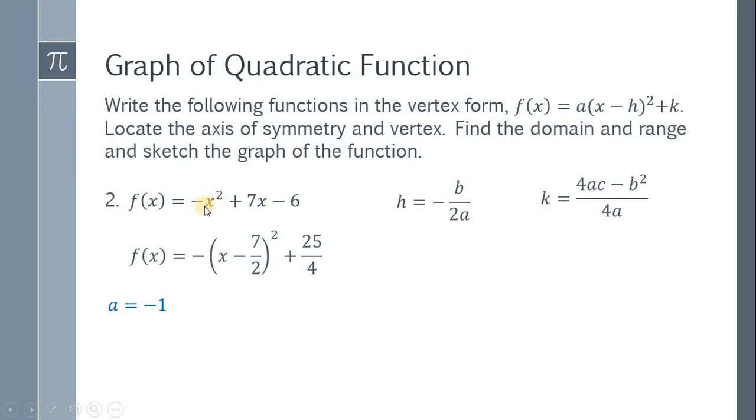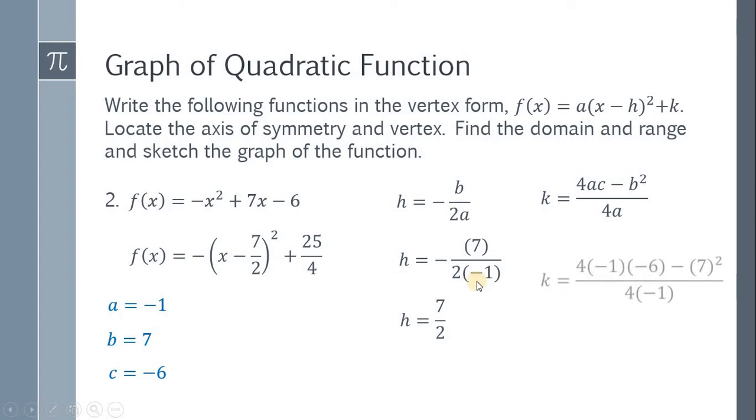Okay? Next, ano naman yung b? Yung b naman, yun yung kasama nung may variable x, which is positive 7. While yung c, yun yung constant. Next, plug in lang natin, substitute lang natin. We have h equals to negative of 7 over 2 times negative 1, negative 7 over negative 2, or simply 7 over 2. Ito rin yung nakuha natin kanina. Ito yung h, 7 over 2. Okay? Next, how about yung k? Plug in natin yung values.